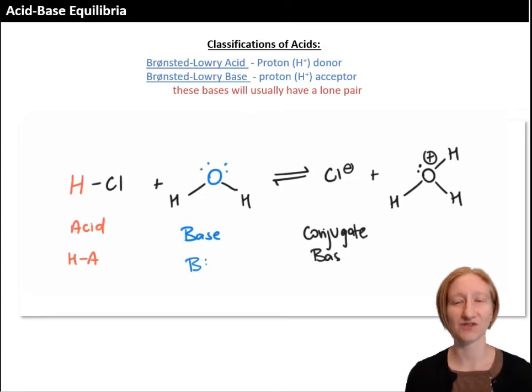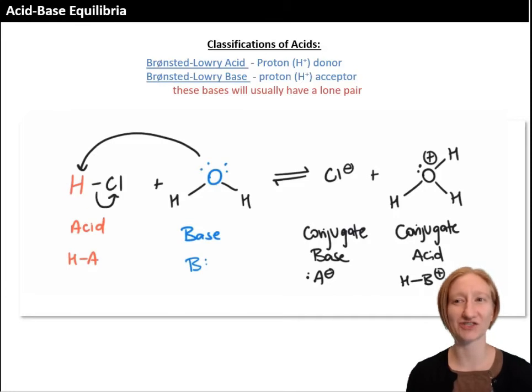And these products are also acids and bases. The chloride anion can accept a proton and so is also a base, and so we call it the conjugate base of the reaction. And the hydronium ion can donate a proton and so is an acid, and we call it the conjugate acid of the reaction. It's the new acid formed from the acid-base reaction given.